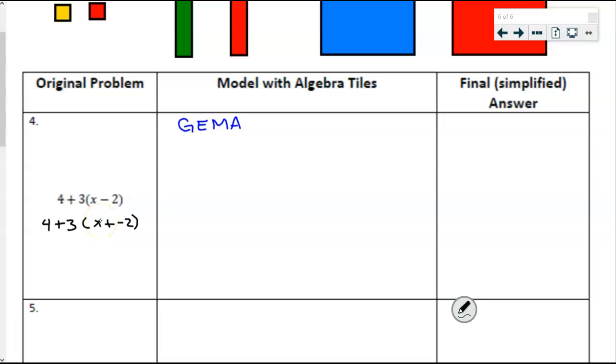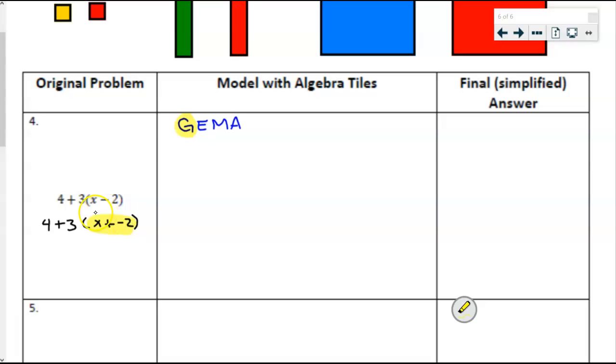And when we tried this yesterday, when I let you try it on your own, we struggled. And we struggled because we didn't pay attention to the order of operations. Where should I be looking first? What should I be modeling before anything else? The group. Do you see a group here? Will you model it?